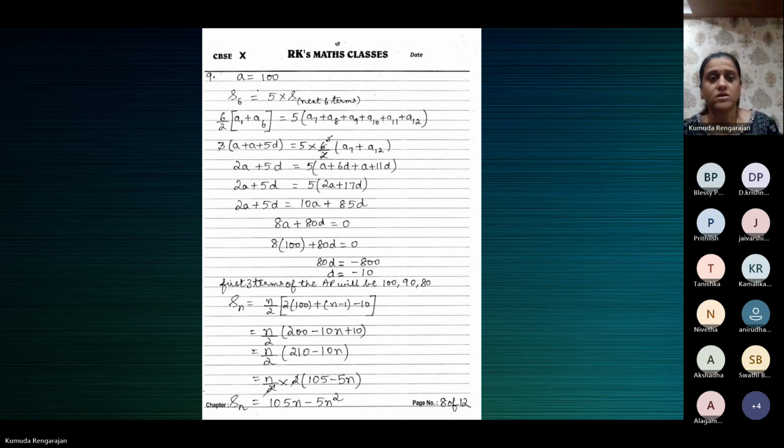Yeah. You can see I've shared my screen. Visible, children?